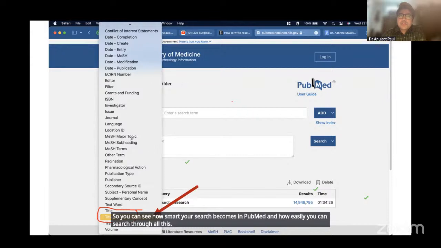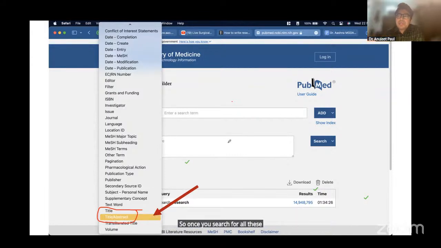So once you search for all these things, you want to put them in some place where they are safe. So you look at an article and you decide that, okay, this is an article that looks very interesting.